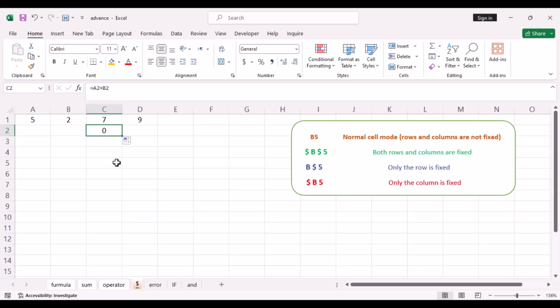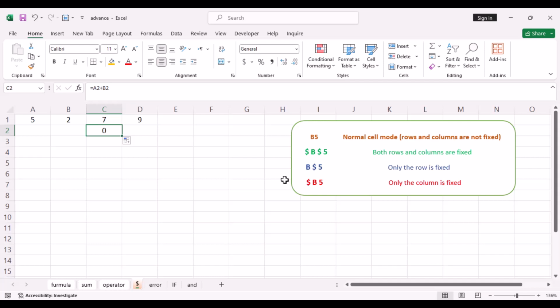Now, what is absolute addressing and what is its purpose? The purpose of absolute addressing is to prevent dependent cells from moving when copying a formula cell. We use the $ sign for the absolute address. Each cell can be addressed in one of these four ways.